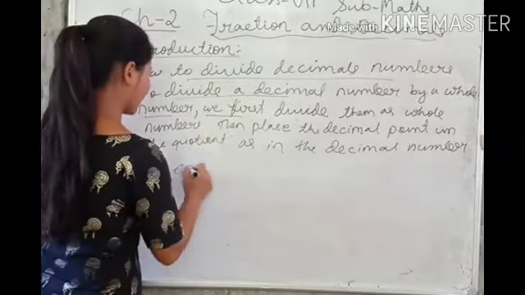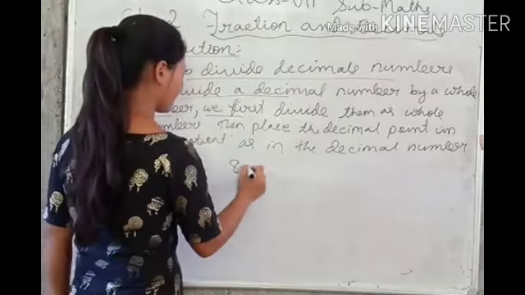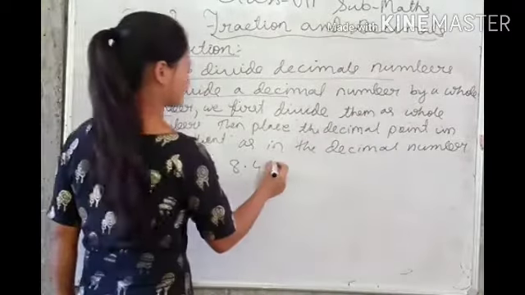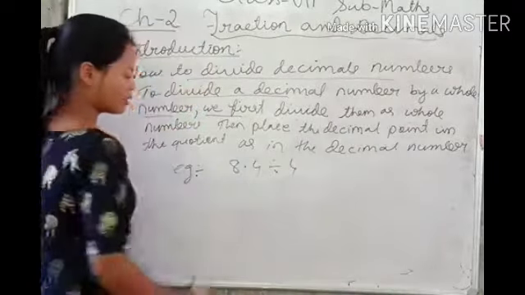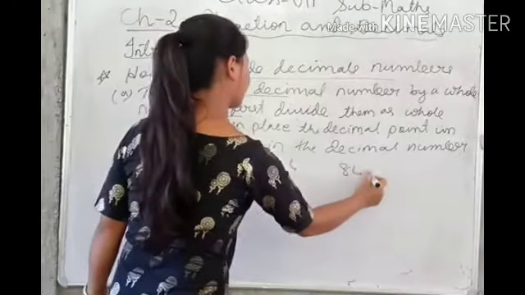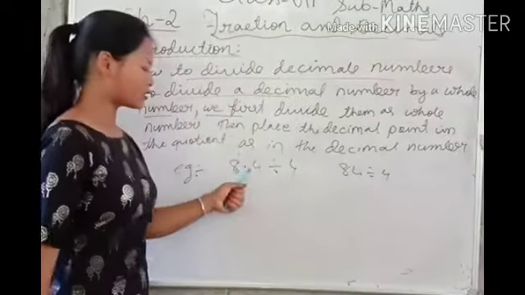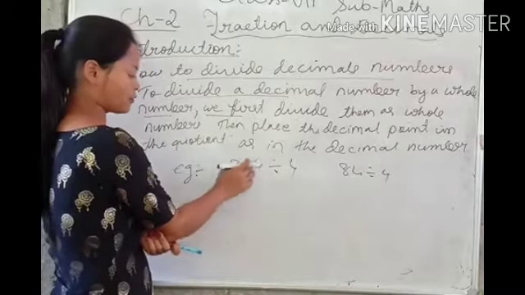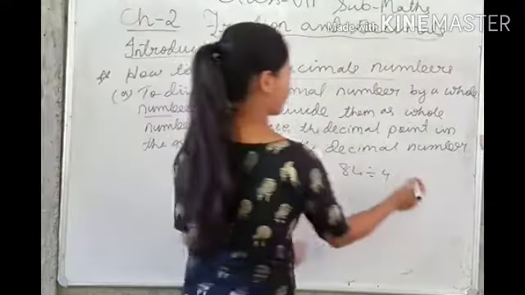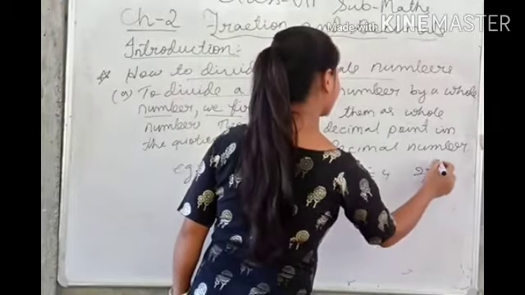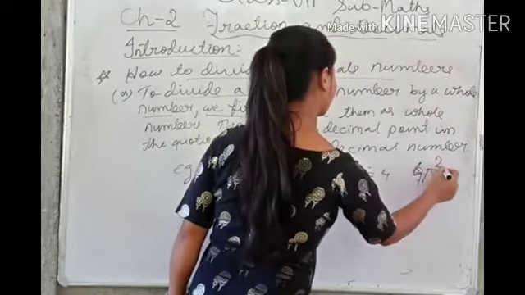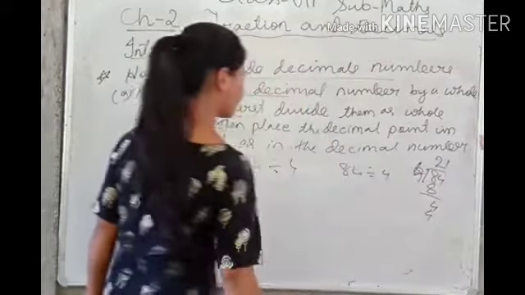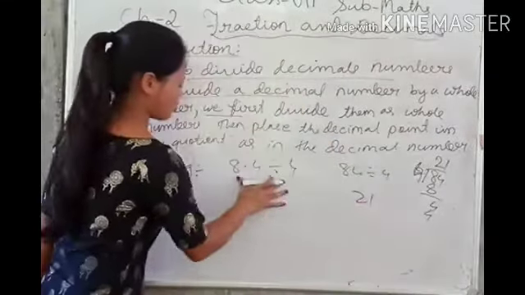Suppose I will give you one example. 8.4 is divided by 4. Now you will assume that this is 84 divided by 4. You will divide 8.4 as a whole number, that is 84. Now 84 divided by 4, how much will you get? 84 divided by 4. 2, and you will get 1. How much will you get here? 21.